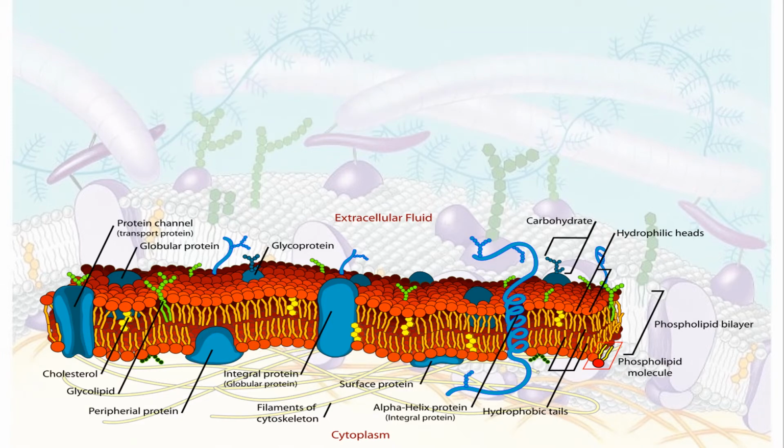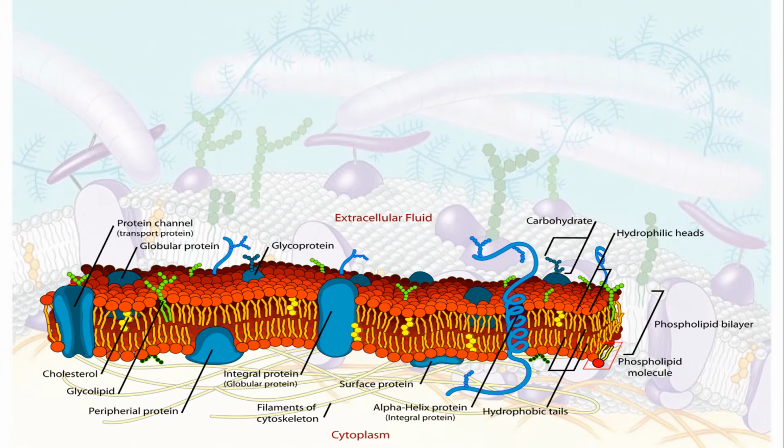So what we have discussed till now is the structure of the cell membrane. Besides the phospholipid molecules, there are some proteins which also help in the formation of the plasma membrane, and especially they are useful in the functioning of the cell membrane.